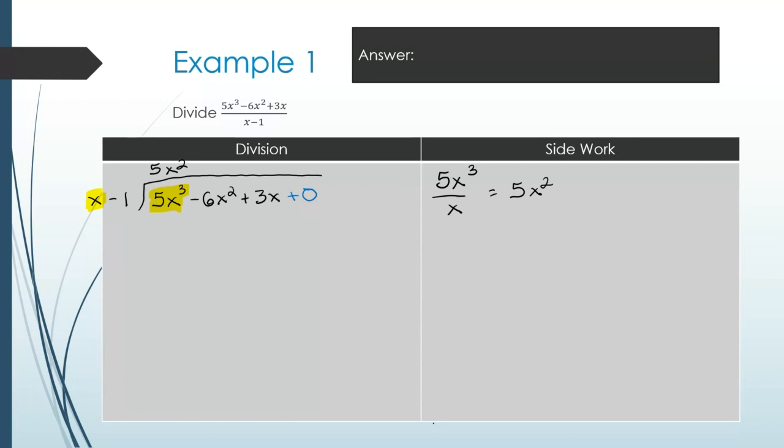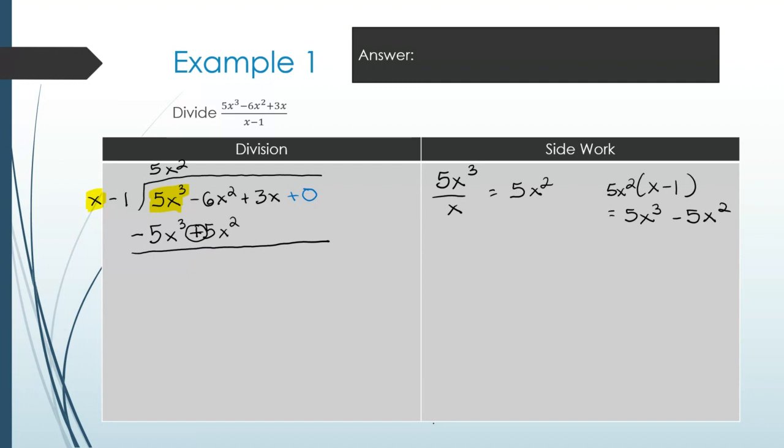Now you take 5x squared and multiply it by x minus 1. So 5x squared times x minus 1 gives me 5x cubed minus 5x squared. That is what gets written underneath, and you have to make sure your terms line up. So now we're subtracting here, and when you're subtracting a negative, that turns into a positive. I like to put a little plus sign there to make sure I remember that I changed that. That was a minus 5x squared, but we're subtracting, so now it turns into a plus.